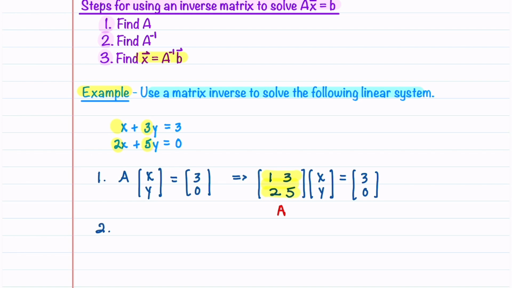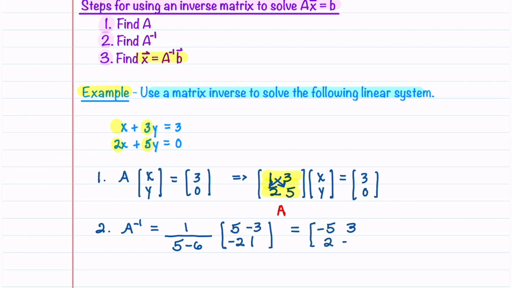Our second step is to find A inverse. So A inverse is equal to 1 divided by the determinant. That's going to be our main diagonal multiplied minus our off diagonal. So that's going to be 5 minus 6. And then the entries inside the matrix are going to be the main diagonal elements switched and a negative added to the off diagonal elements. Since 1 divided by 5 minus 6 is negative 1, each entry now is going to get multiplied by a negative. This matrix is our A inverse.